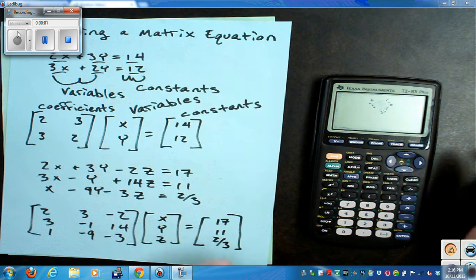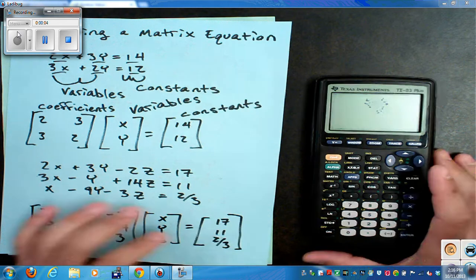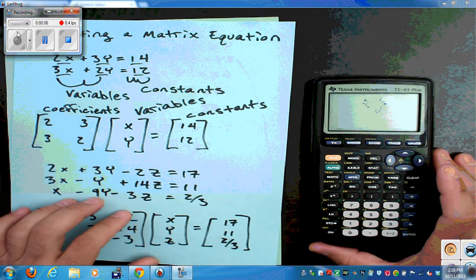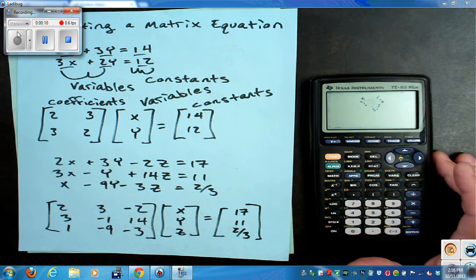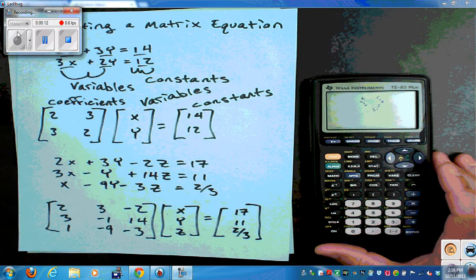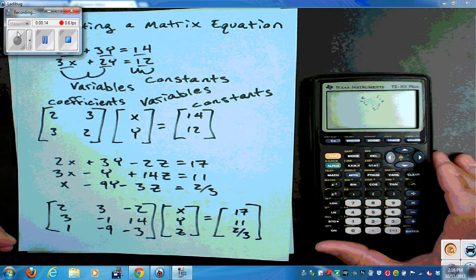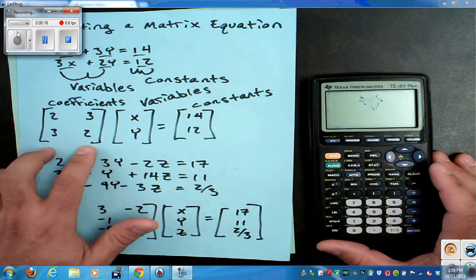Alright, in this video I'm going to show you how to solve matrix equations using the calculator. So we're going to use the same matrix equations that we already wrote in the first one. Now right now I have this matrix equation right here.